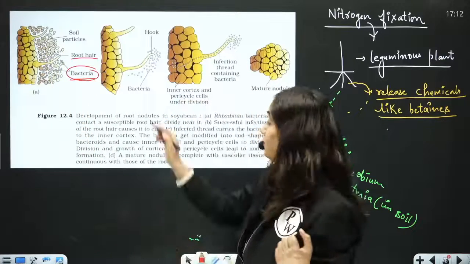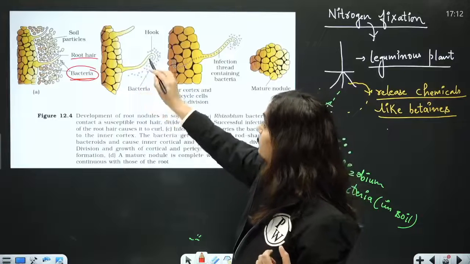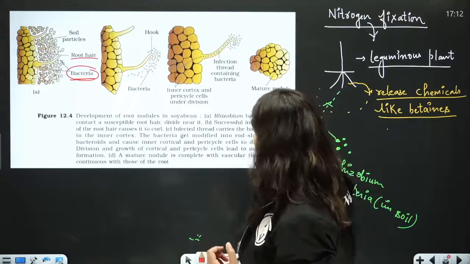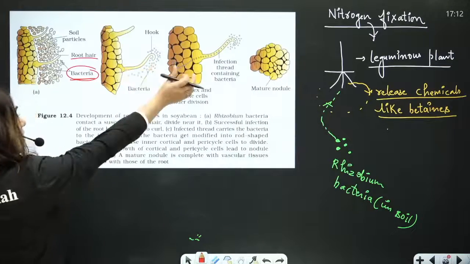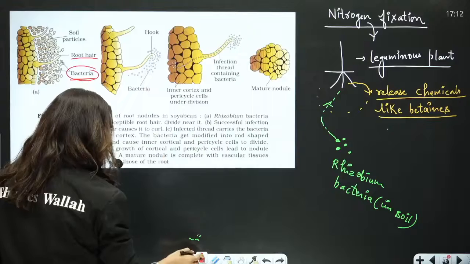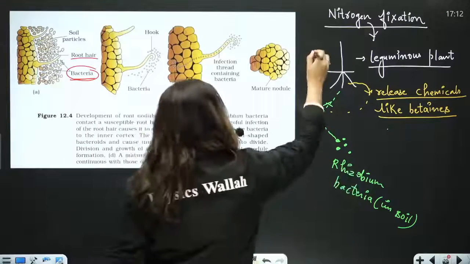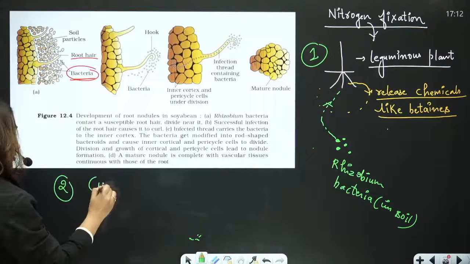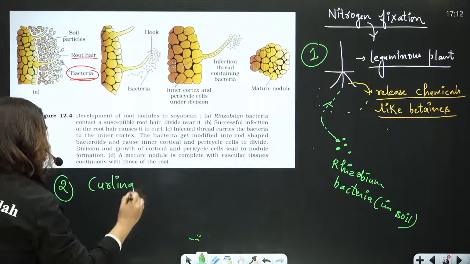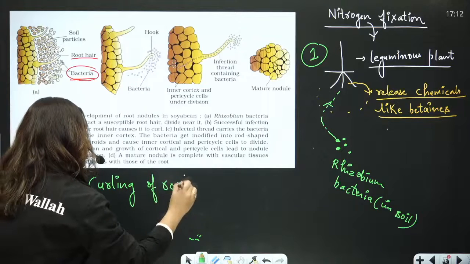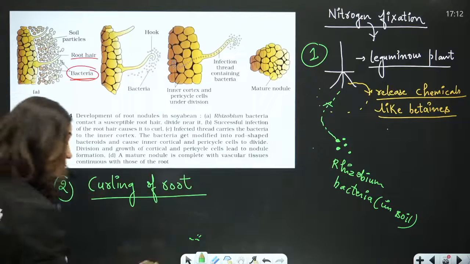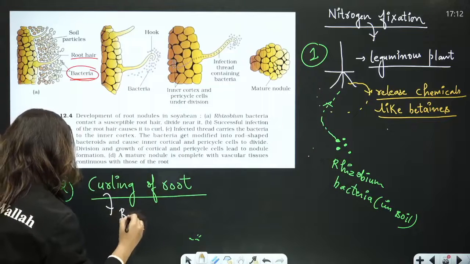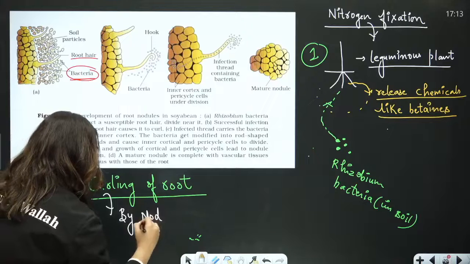Then second step, this bacteria is responsible for the formation of hook, and this is called curling of root. So the second step is curling of root, and this curling of root is done by nod factors released by bacteria.